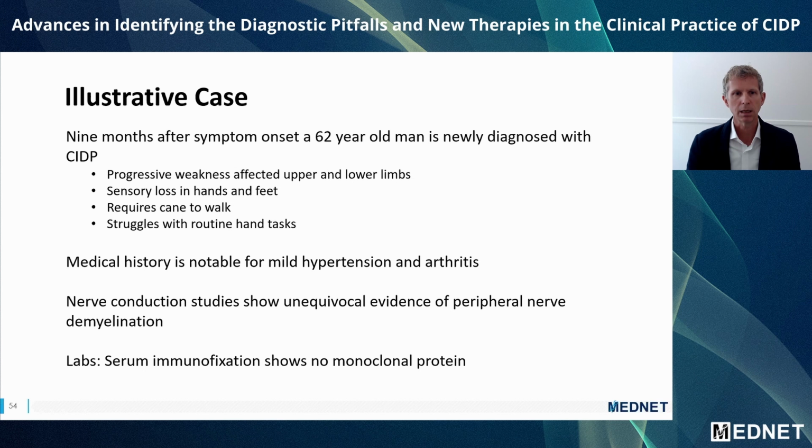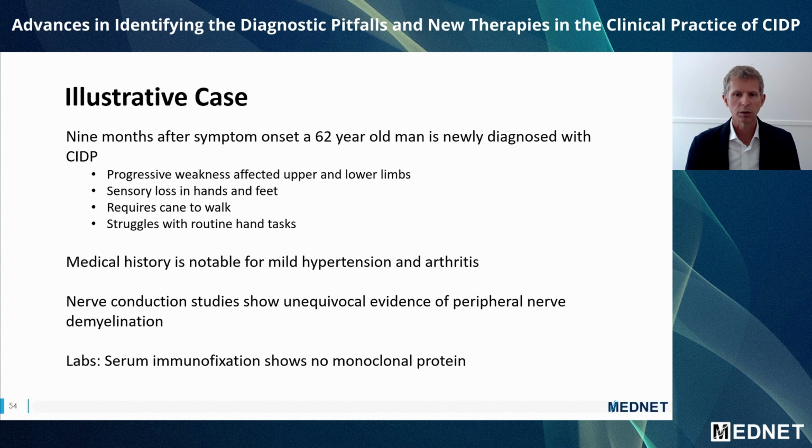For this case, this is a 62-year-old man, 9 months after symptom onset, who was diagnosed with CIDP. His symptoms include progressive weakness in the upper and lower limbs, and sensory loss in the hands and feet. By the time he was evaluated and diagnosed, he needed a cane to walk, and he struggled with routine hand tasks. He was otherwise relatively healthy, other than some mild hypertension and arthritis.